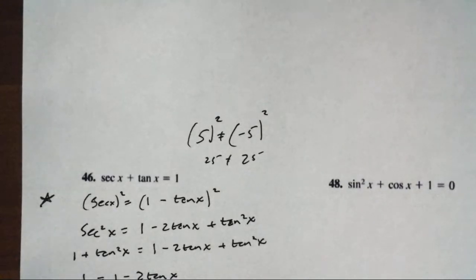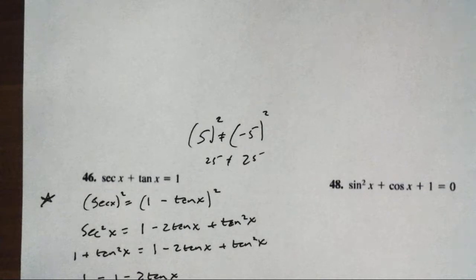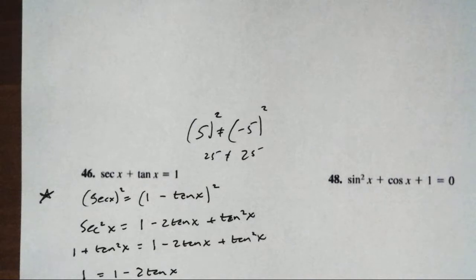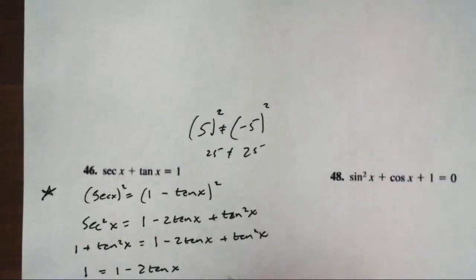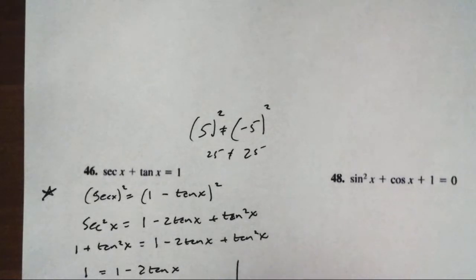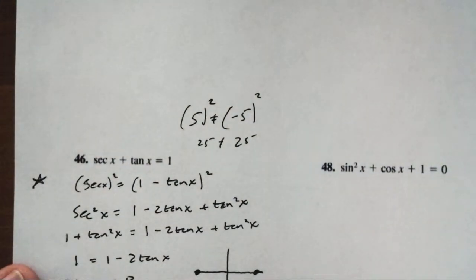I could add 2 tangent of x to this side just to get it positive and subtract 1, and I get tangent of x equals 0 when I divide by 2. And when is tangent 0? When y over x equals 0. And when is y over x equal to 0? Y over x equals 0 when y is 0. And y is 0 here and there.